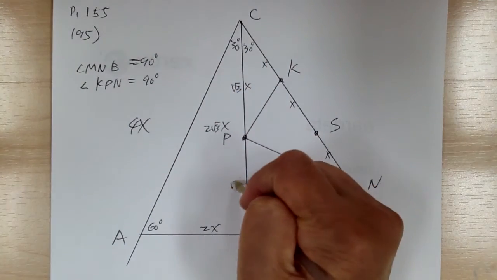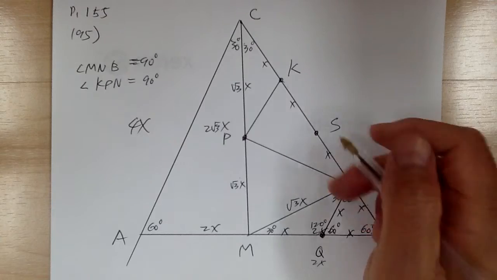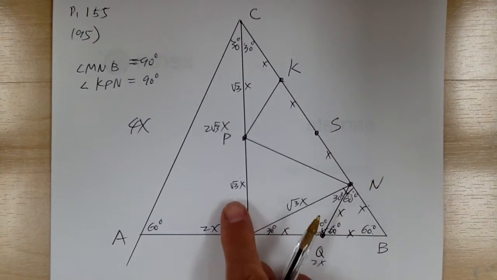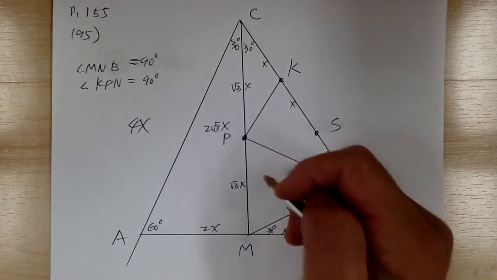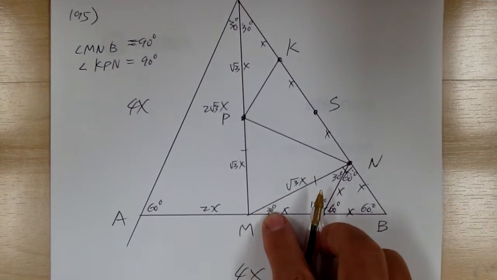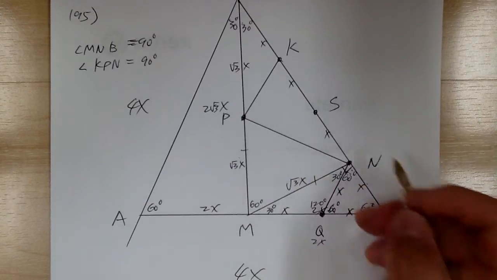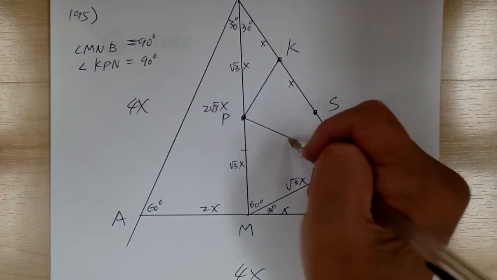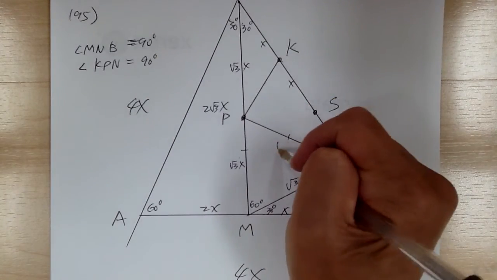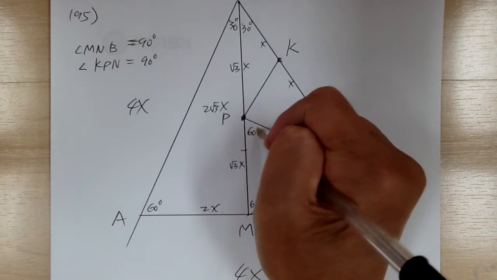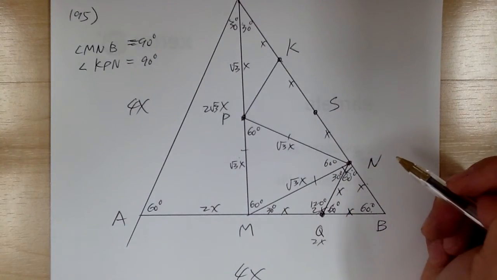So using a lot of special triangles, right? If you look over here, this is square root of 3, this is square root of 3, so this would be isosceles. Also from here, 30, this would be 60. And so you have the same situation over here. So this would also be an equilateral triangle. It would be square root of 3x, so it would be 60 degrees, 60 degrees.